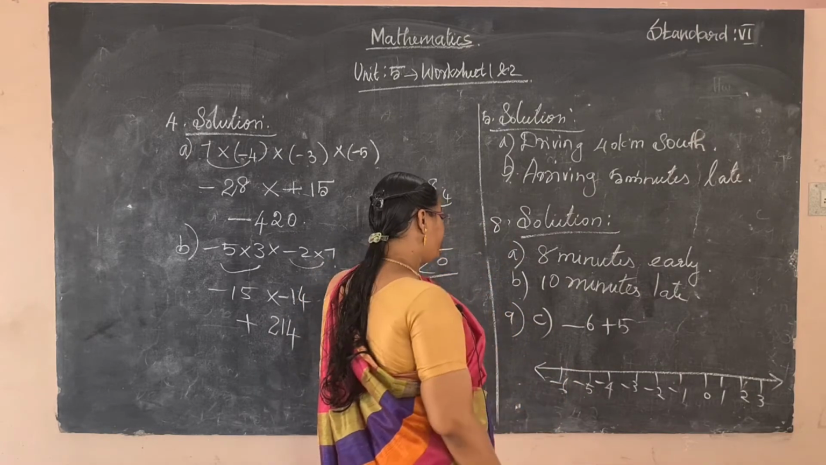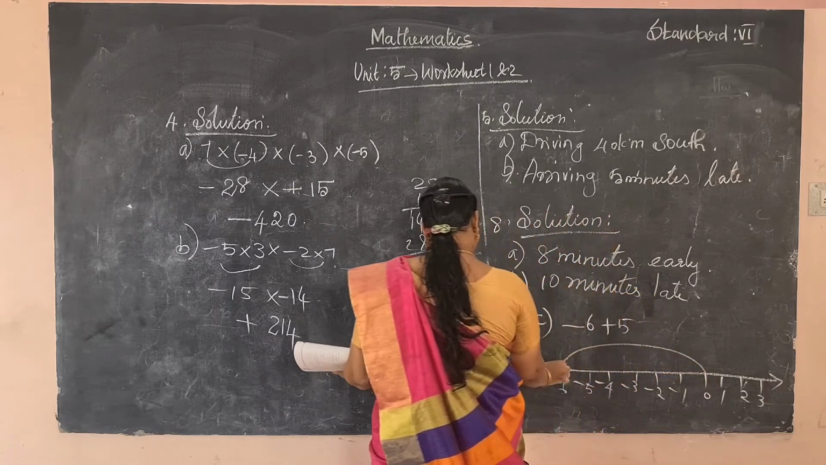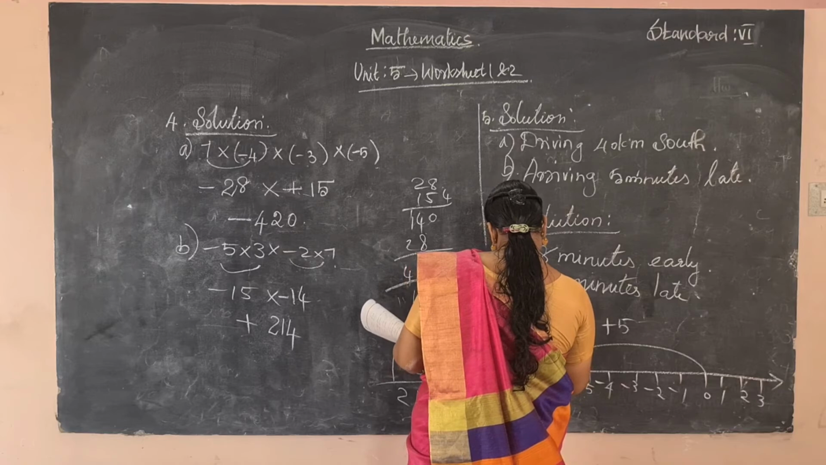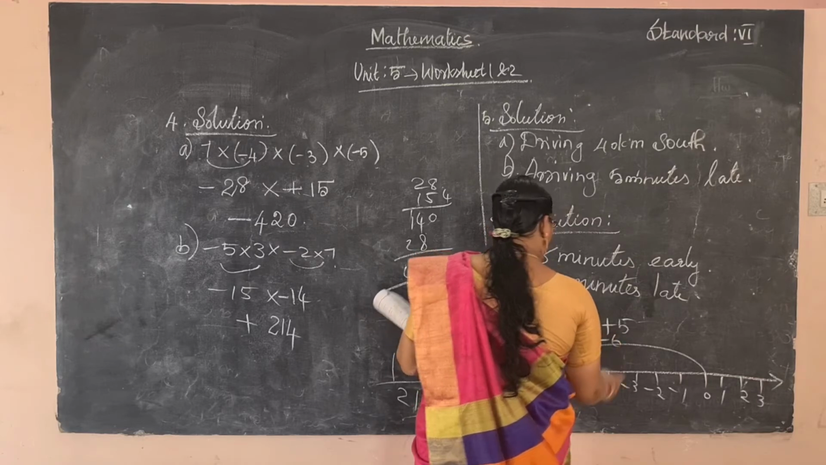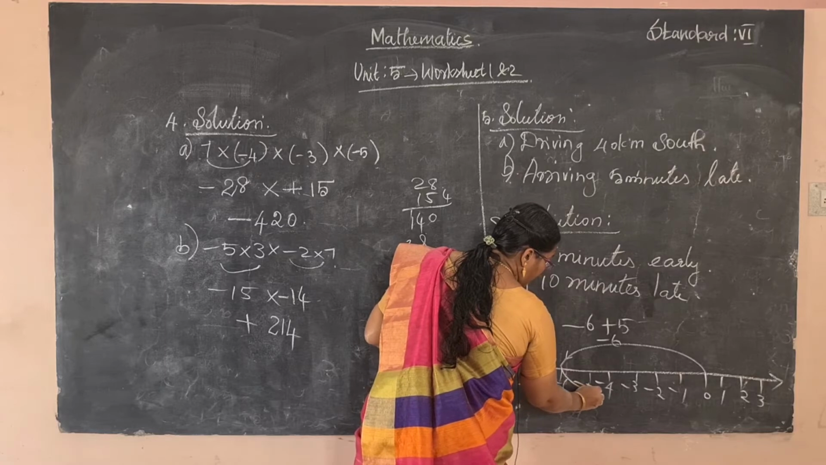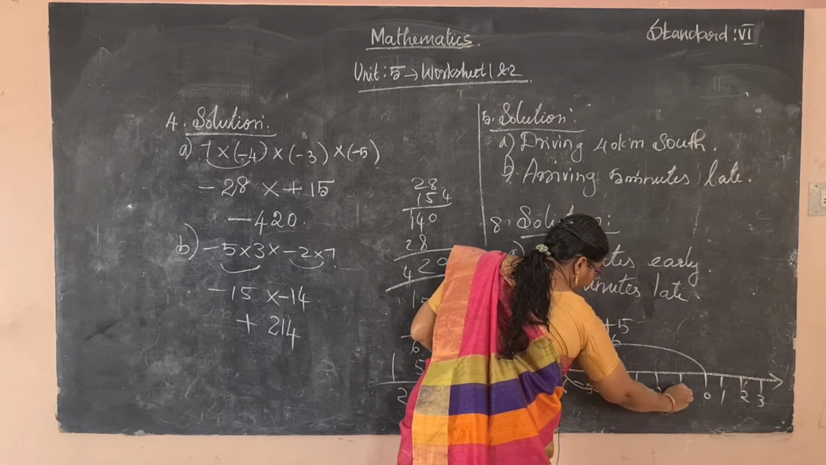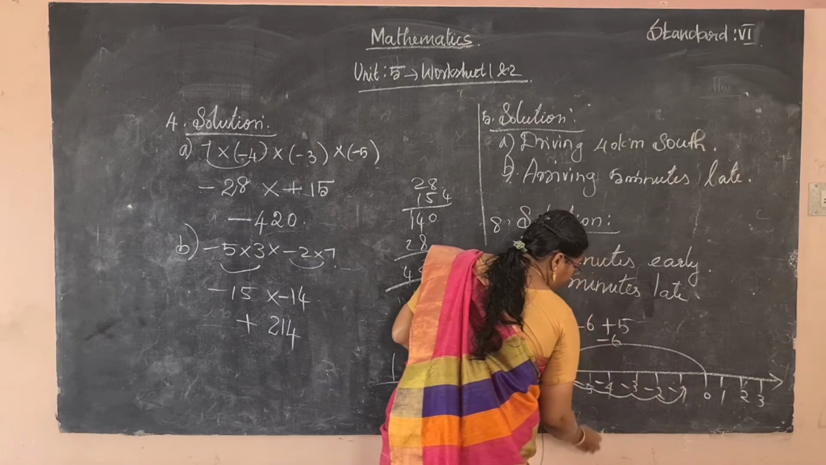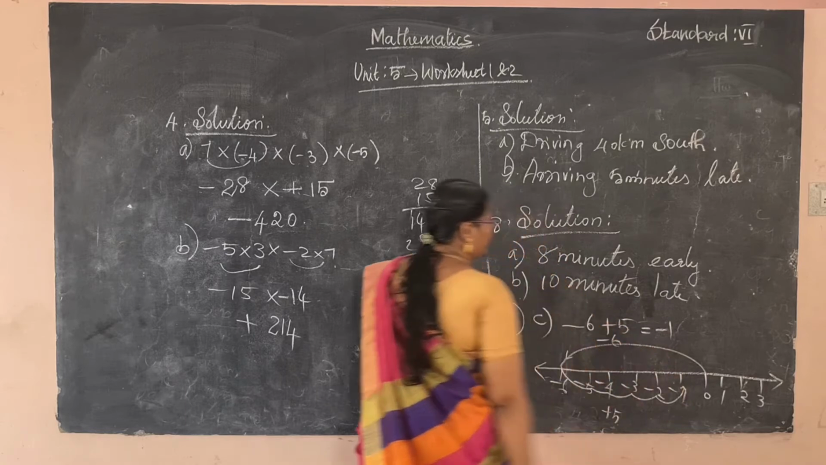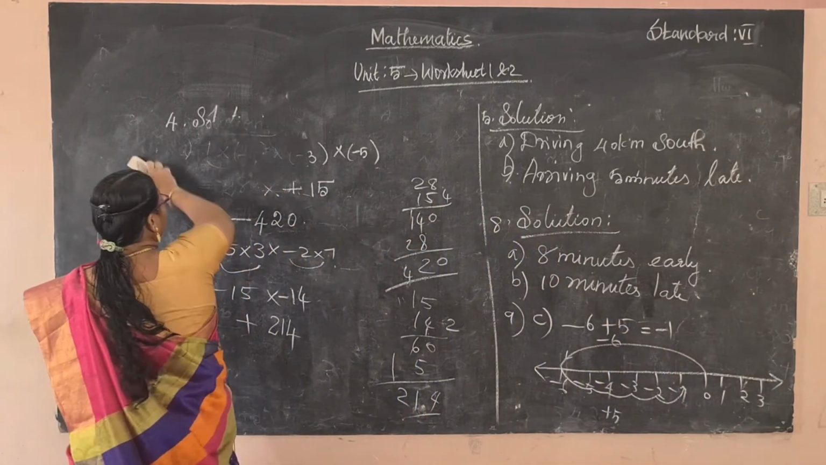Okay, so from this to this, 6, is it? So -6. Added 5 means from here, 1, 2, 3, 4, 5. So what we get? -1. That's it.